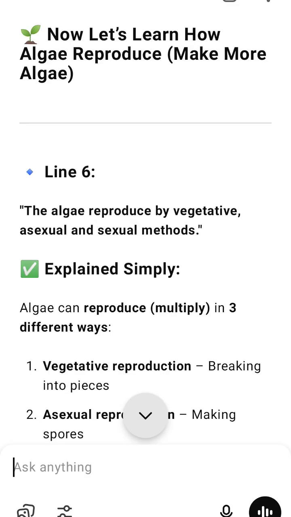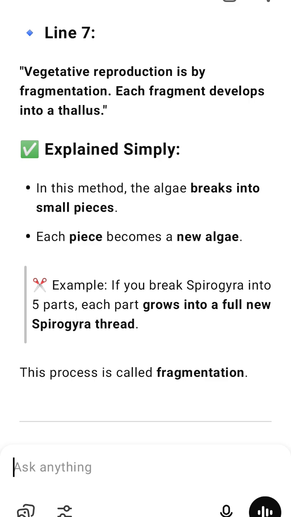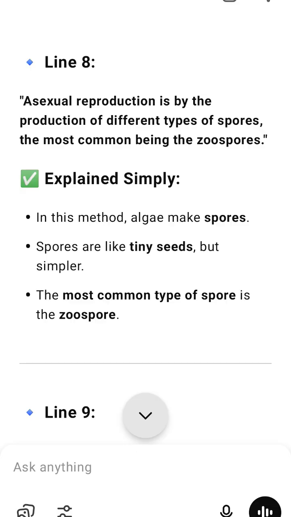4. How do algae reproduce? Algae can make more algae in 3 ways. A. Vegetative reproduction, by breaking. The algae body breaks into small parts. Each part grows into a new algae. Like breaking a green thread into pieces, each piece becomes a full thread again.